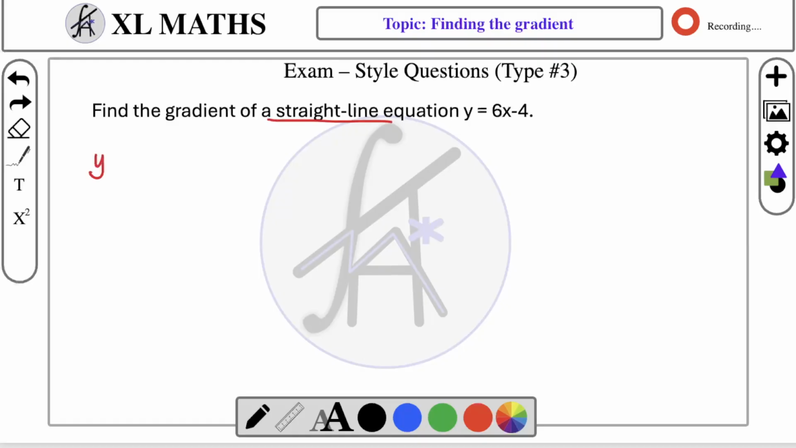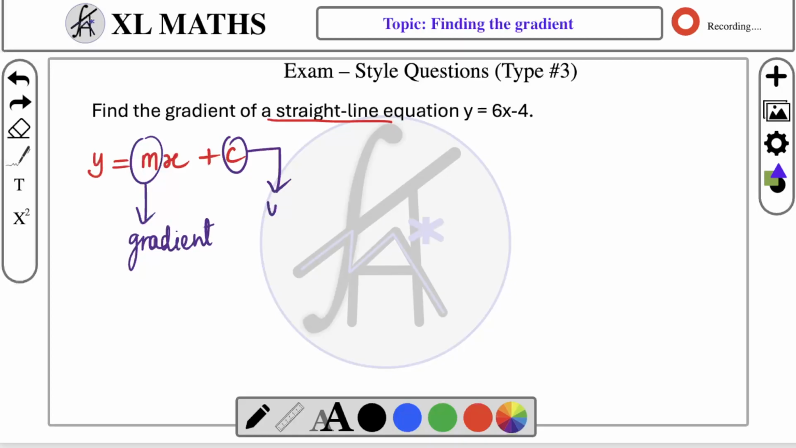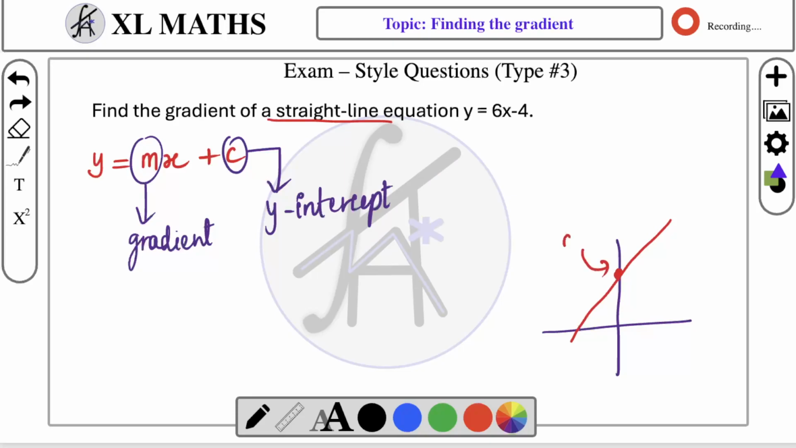The equation of a straight line is y equals mx plus c, where m represents the gradient, and c, what does this c do? It represents the y-intercept. We discussed y-intercept earlier as well, but say for example this is your graph and this is a line. The point the line passes through on the y-axis is called the intercept. This is what the c is.